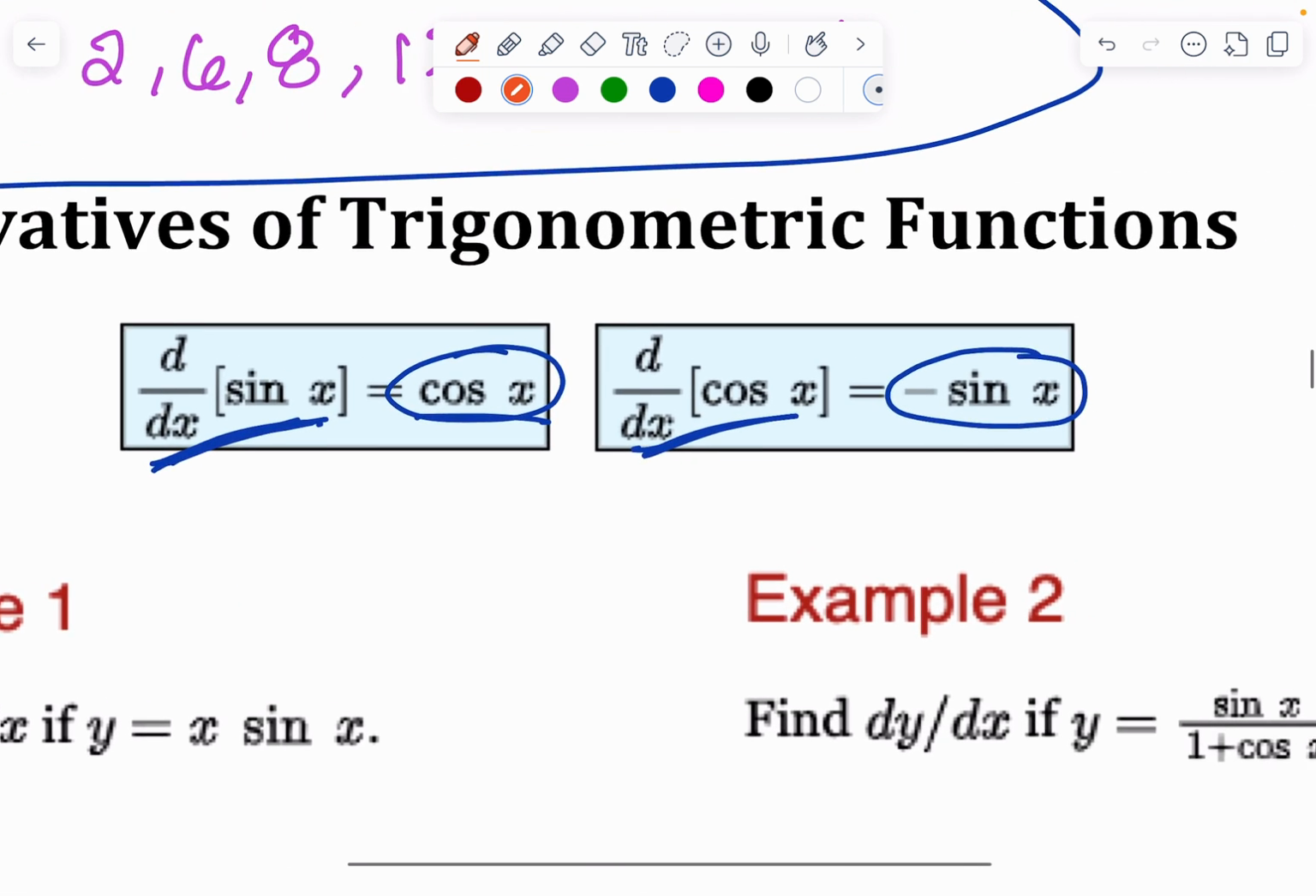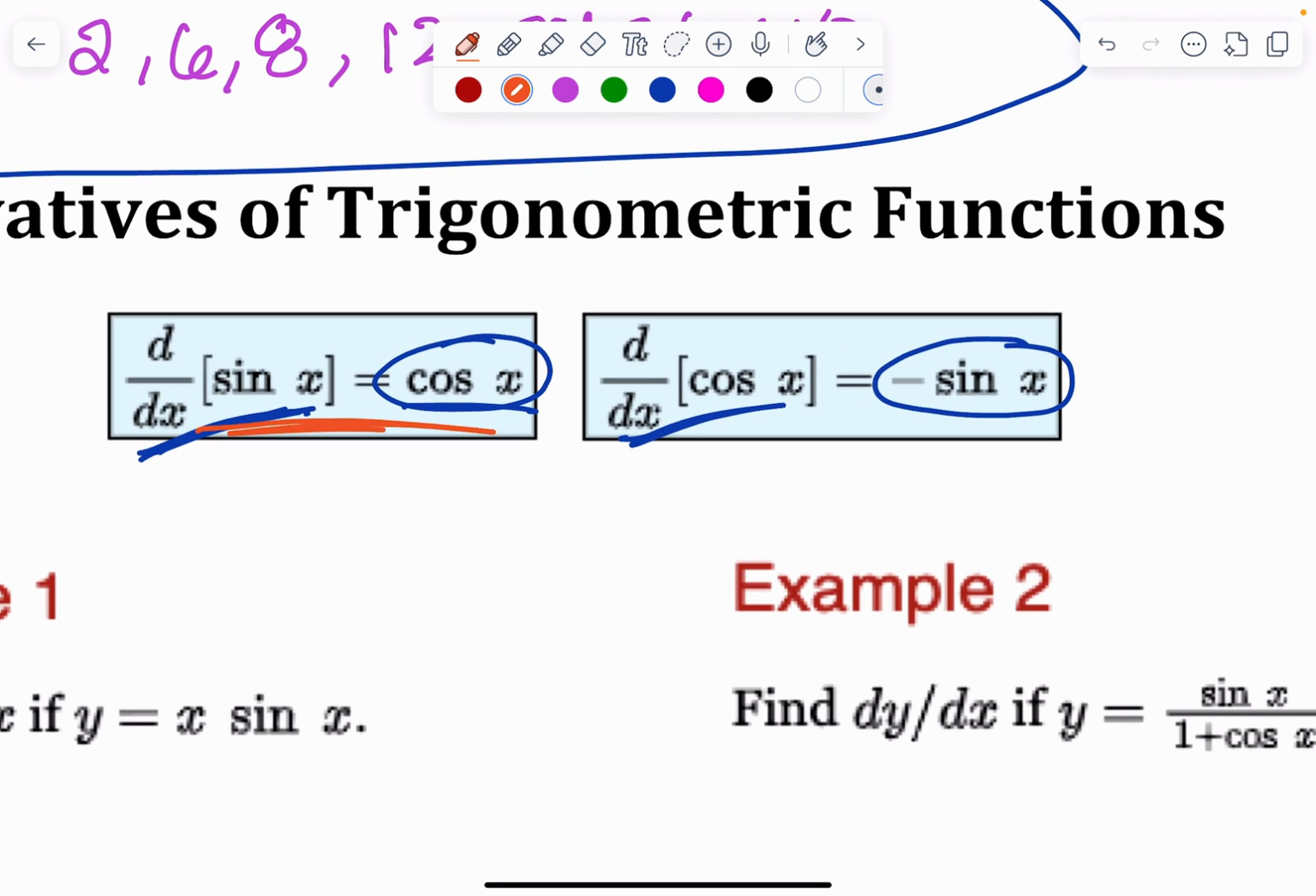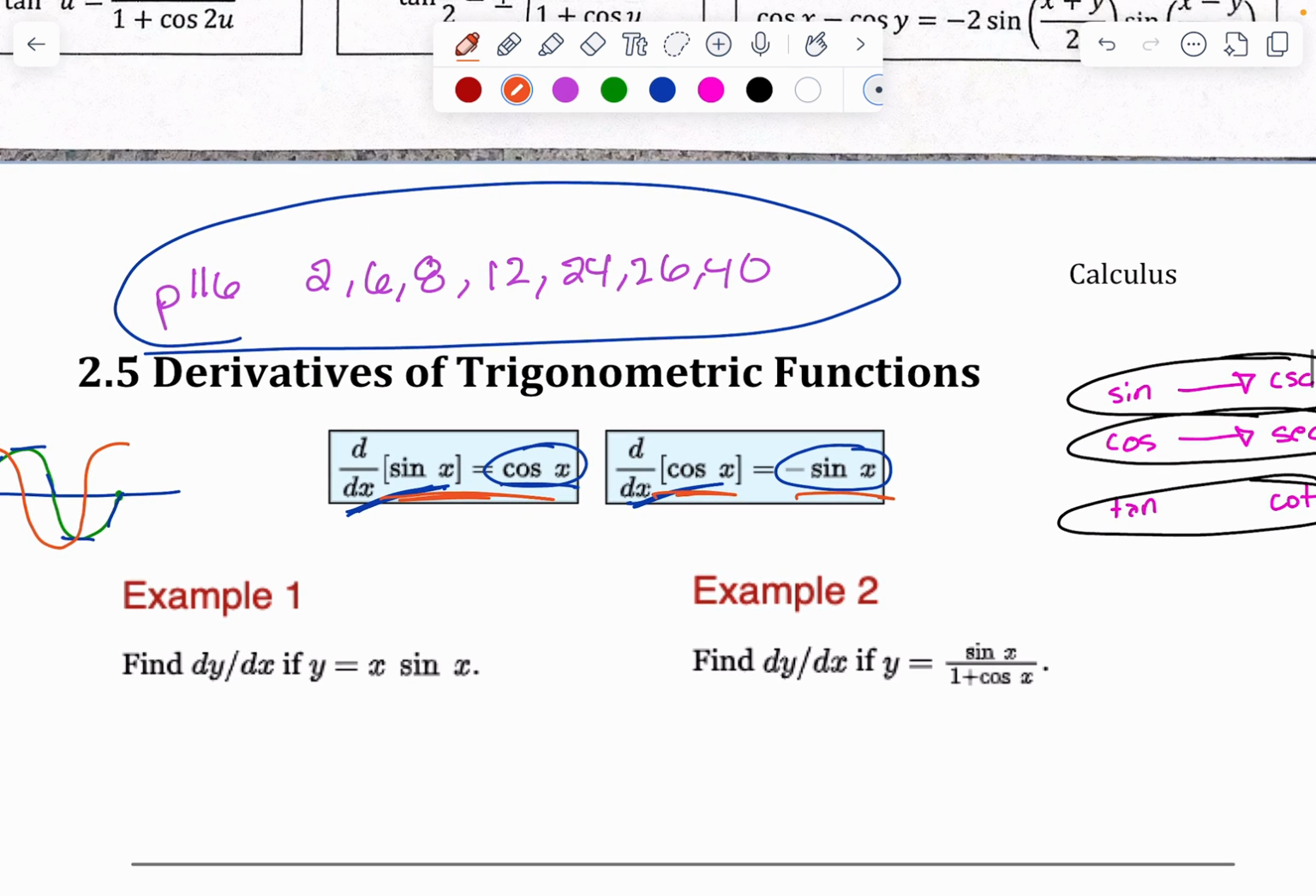So there's a pattern between the two. The derivative of sine is cosine. The derivative of cosine is negative sine. And we can see more of that and talk about more of that as we get going.